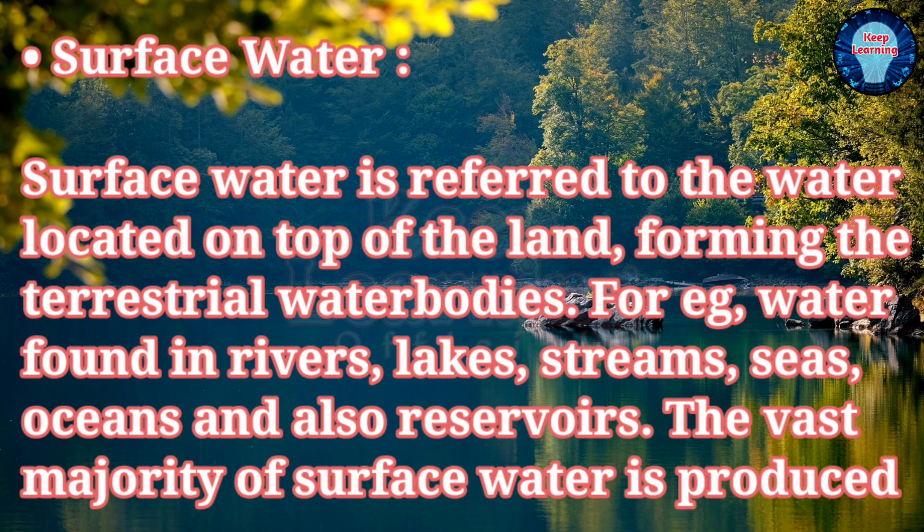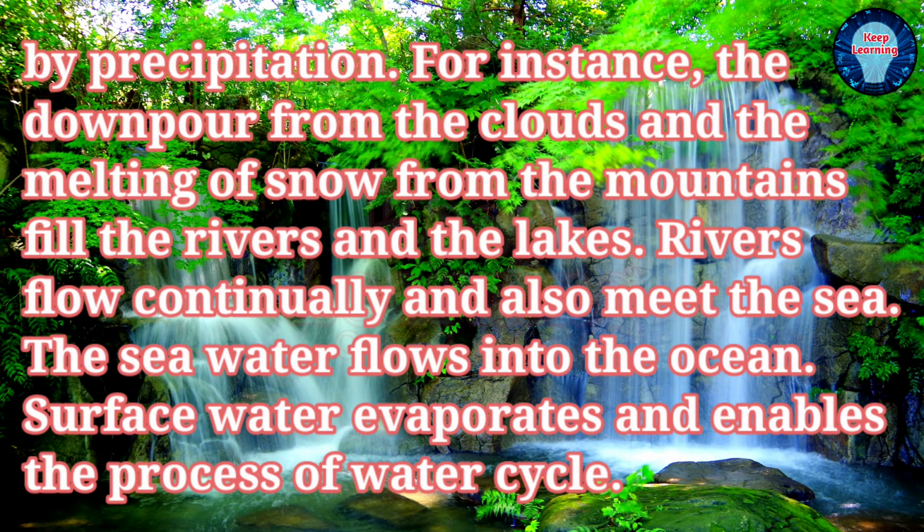The vast majority of surface water is produced by precipitation. For instance, the downpour from the clouds and the melting of snow from the mountains fill the rivers and the lakes. Rivers flow continually and also meet the sea. The seawater flows into the ocean. Surface water evaporates and enables the process of water cycle.